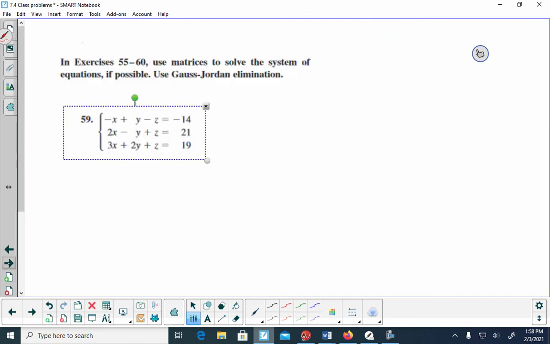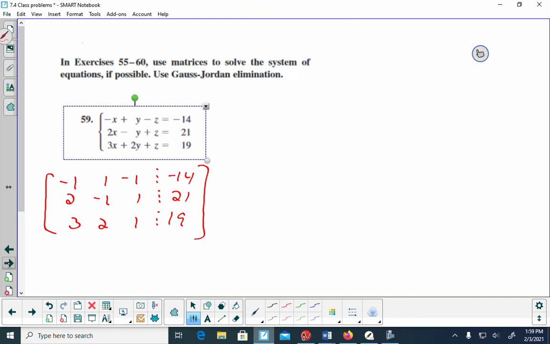Okay, I'm sure we're going to do another one. It says use matrices to solve the system, with Gauss-Jordan elimination, if possible, because if you ever get an entire row of zeros, that means there's no solution. So I'm going to first write the augmented matrix C for this. So that's going to be negative 1, 1, negative 1. So there's my augmented matrix C.